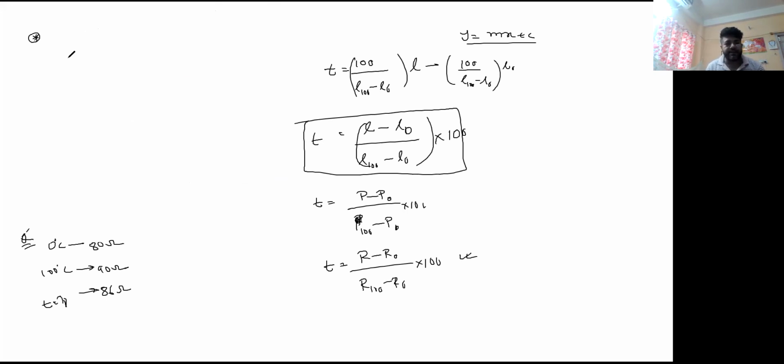We can use temperature at any scale, that is, the resistance thermometer as we use. So 86 minus 80 by 90 minus 80.